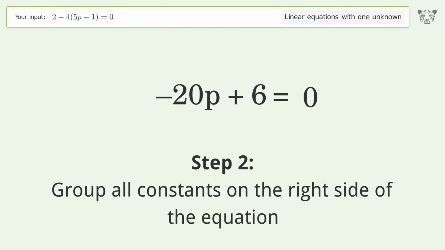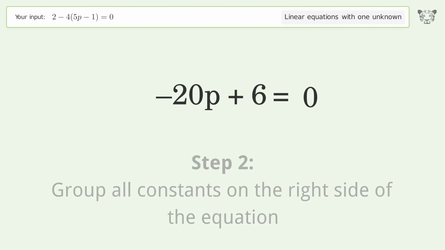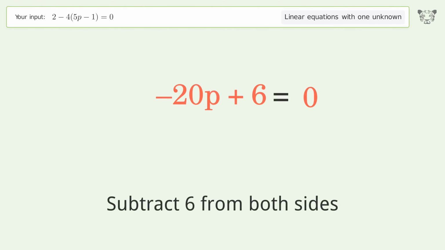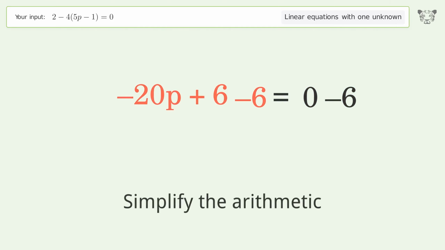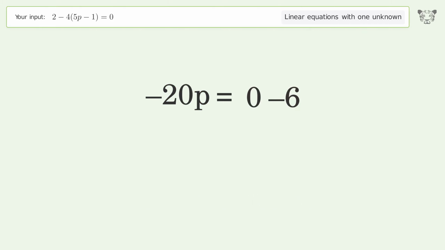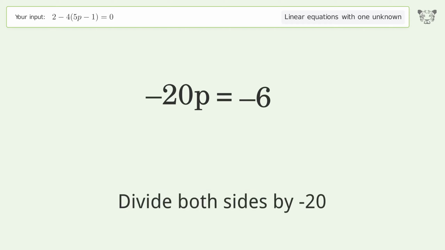Group all constants on the right side of the equation. Subtract 6 from both sides. Simplify the arithmetic. Isolate the p. Divide both sides by -20.